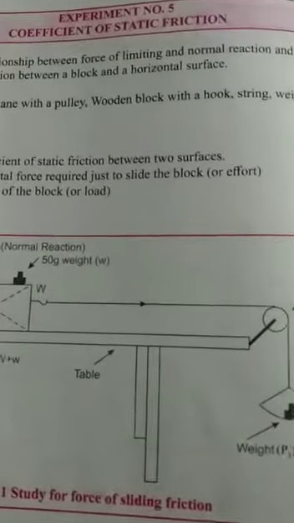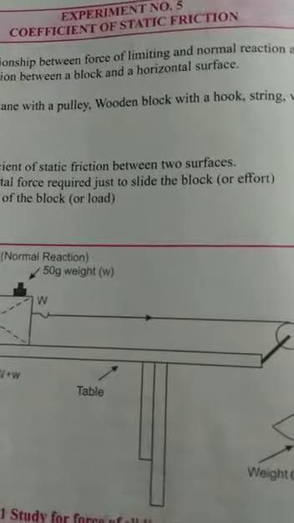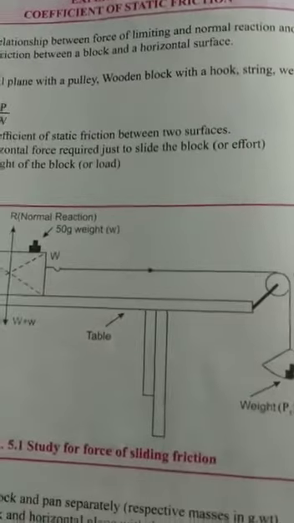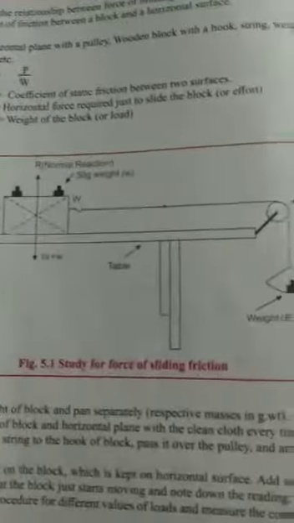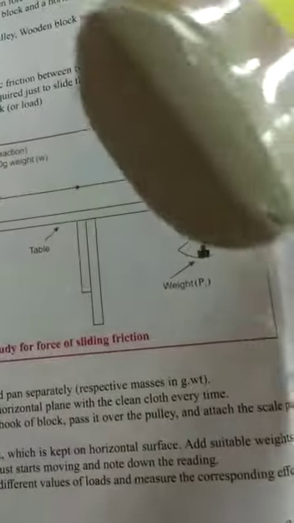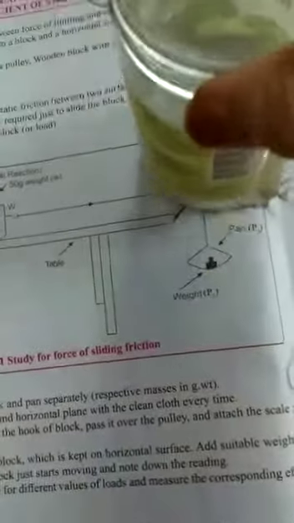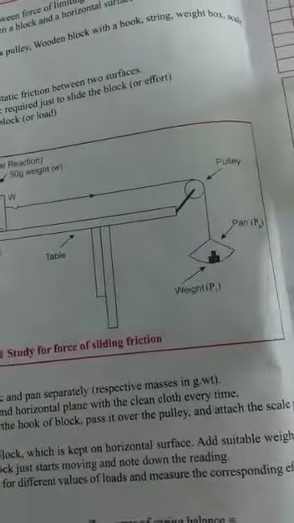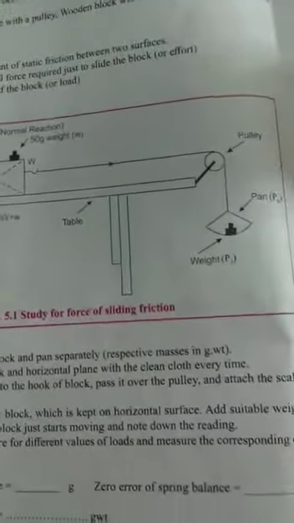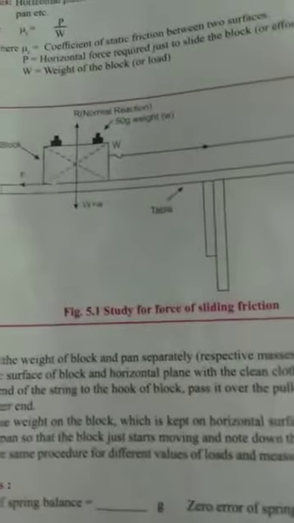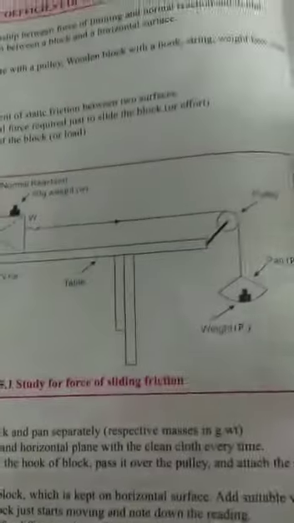Let us find the coefficient of static friction. For that, with household instruments, we have this block that we will use. We have pasted a cardboard below so that it is a plain surface there. We will use a pan as the cover of this.